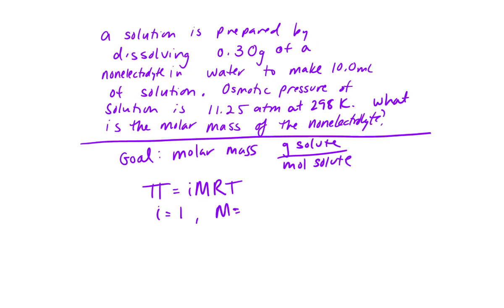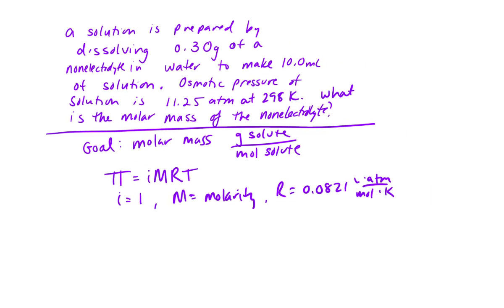M is the molarity, and that's something we don't know, but when we solve, this is going to be the only variable we don't know. When we solve for molarity, it's going to allow us to carry on to determine grams per mole, but we'll get there. R is the gas constant, 0.0821 liters times atmospheres over moles times Kelvin. We want these units, not the other R. And T is the temperature in Kelvin, in this case 298 Kelvin.